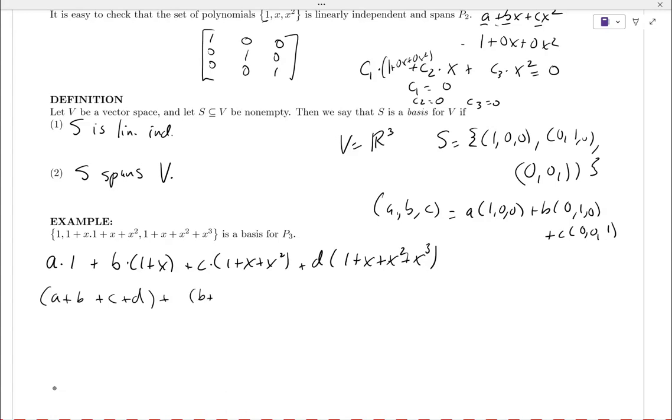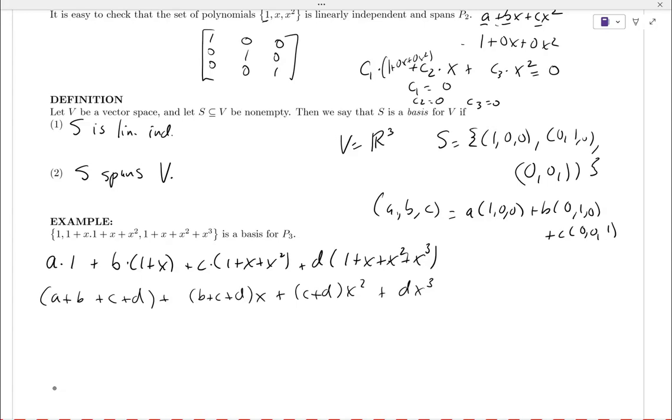We have b plus c plus d on the x squared. Yeah, c plus d, and then the only thing on the x cubed term is the d, right? Again, if I'm trying to show that this is equal to some arbitrary polynomial or equal to the zero polynomial, I would need to equate coefficients, right?